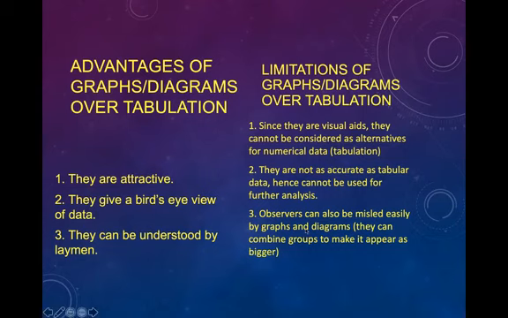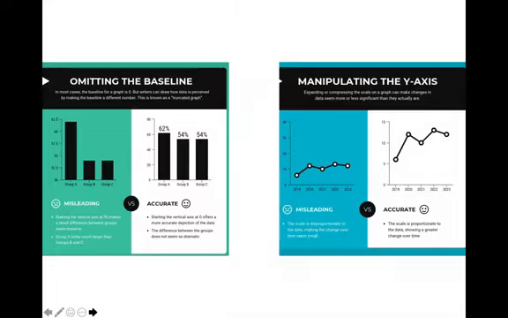Observers can also be misled easily by graphs and diagrams, so they can combine groups to make it appear bigger. Here are some examples why I said that graphs and diagrams sometimes mislead the viewers. These are deliberate ways by which data are presented to mislead.